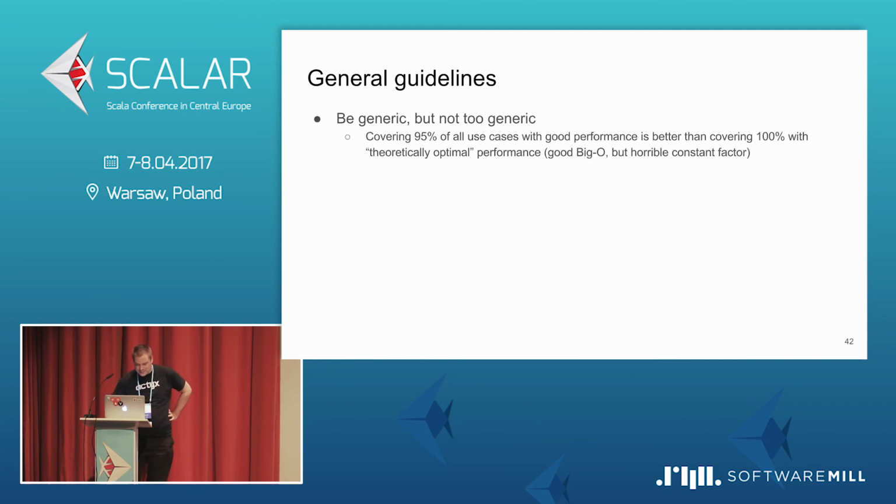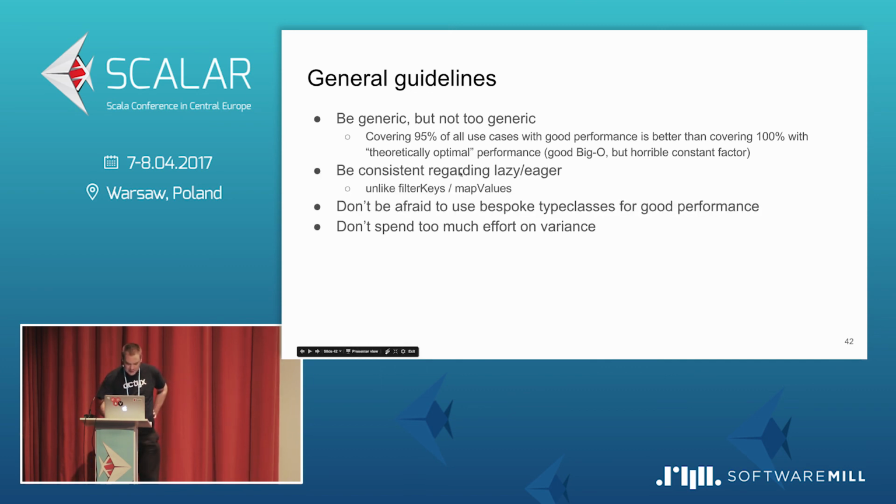This is one thing, the last important thing maybe. It's better to have 95% of all use cases covered with good performance than to have 100% use cases covered with so-called asymptotically optimal performance, but with a horrible constant factor. Because, yeah, it doesn't matter if it has a good big O performance if it's slow.